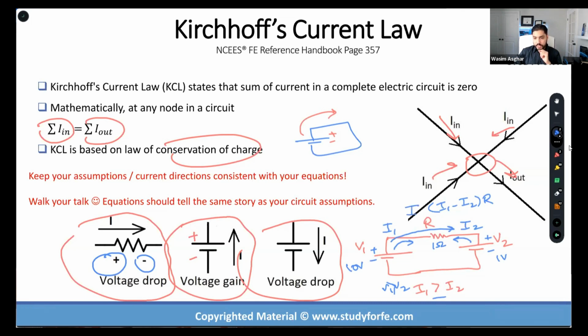So I is circulating throughout this loop. This I is going to go through the 1 ohm resistor, so there's going to be a voltage drop. On the right-hand side, I have a 1 ohm resistor, and I have the total current, which is 10 volts minus 1 volt divided by 1 ohm. Correct? That's the voltage drop across the 1 ohm resistor.